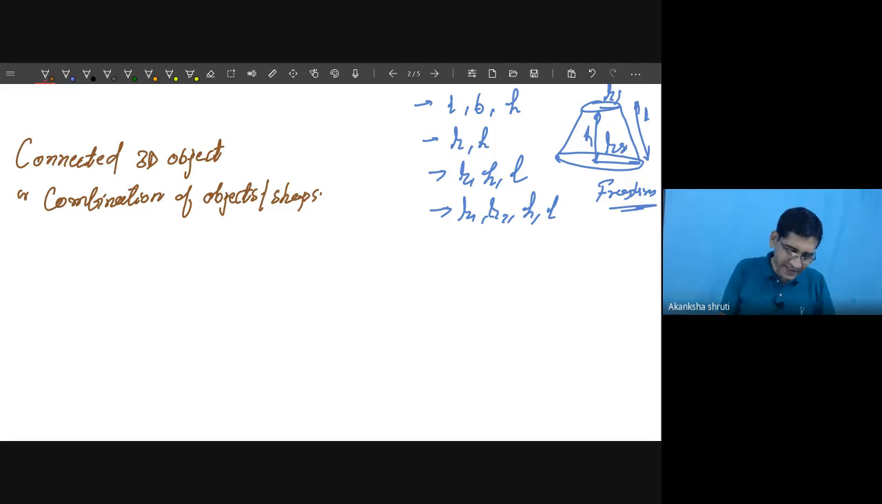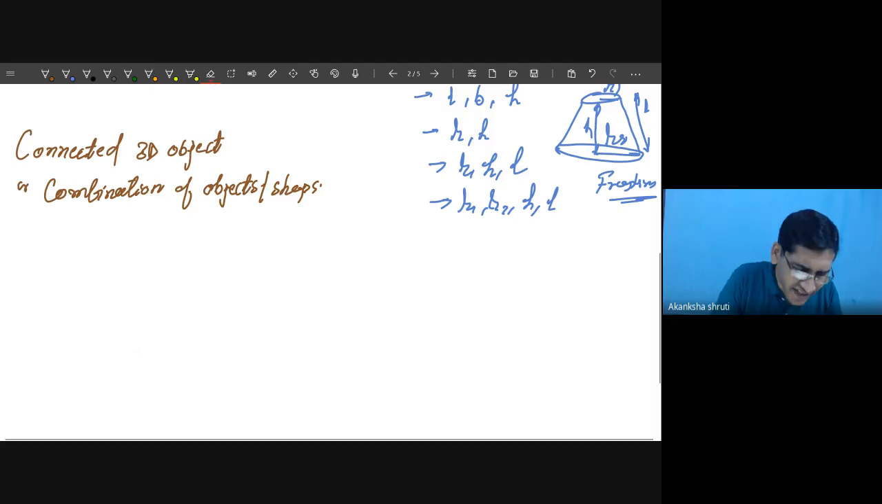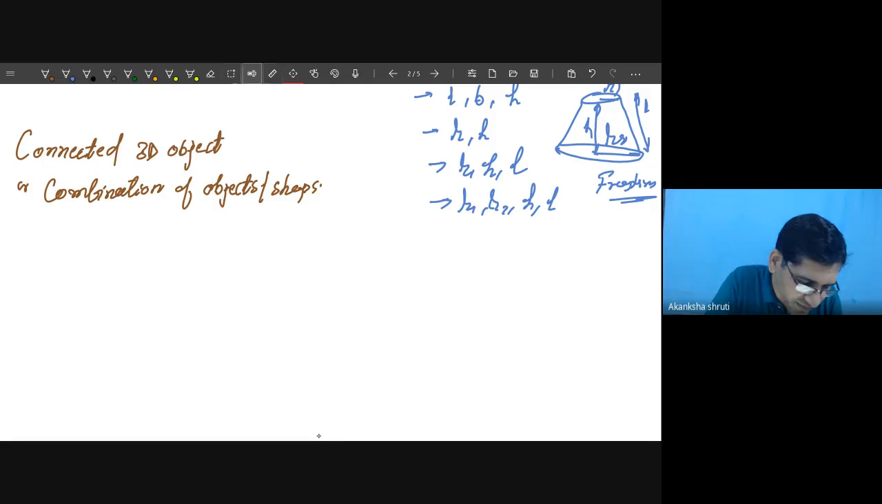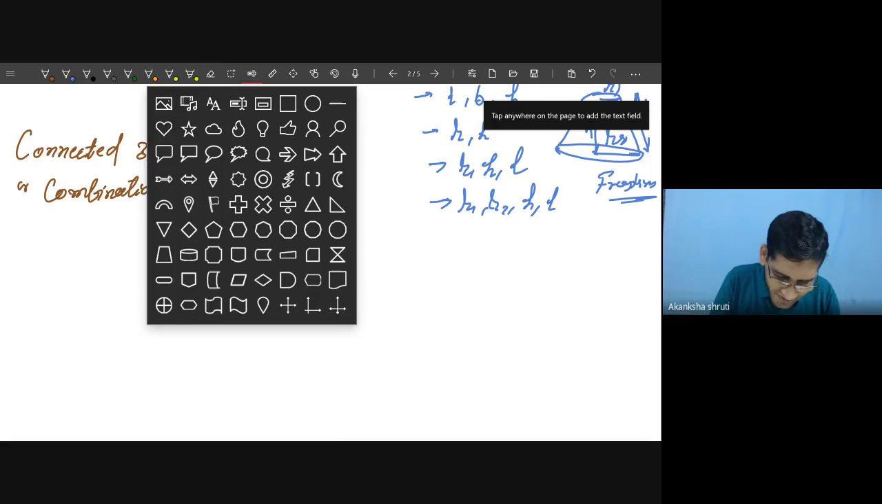Example, let us consider a cylinder. Let me take a cylinder. There is some provision of these shapes also. Where is that? No, this is the color picker. Yeah, it is here.